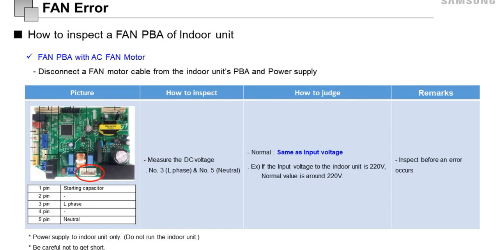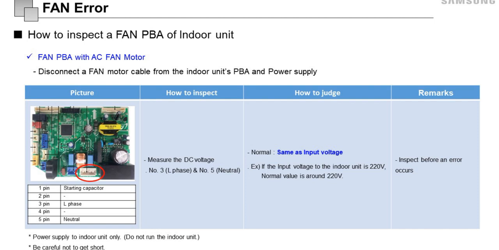We saw the troubleshooting method for a fan motor so far. From now on, we will see how to solve problems for a PBA of indoor unit. First of all, let's take a look at a fan PBA with AC motor. You should turn off the power before inspection, and then disconnect the connector from the fan motor. At this time, the indoor unit should not be running.